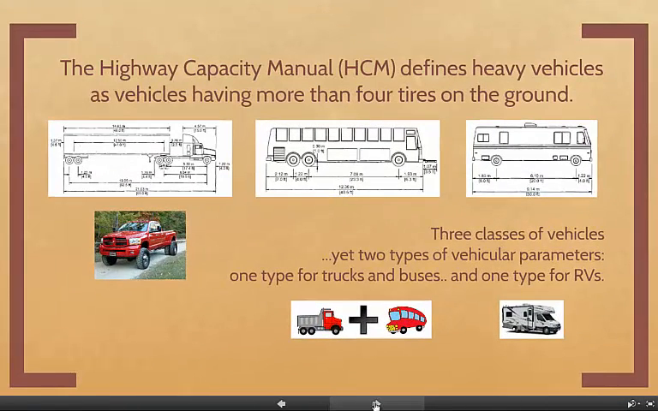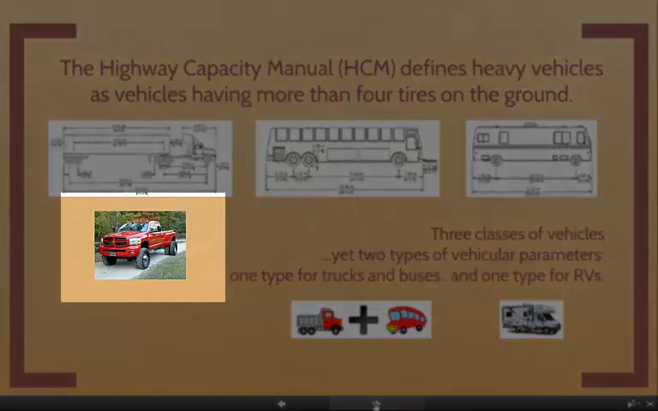The Highway Capacity Manual defines heavy vehicles as vehicles that have more than 4 tires on the ground. The HCM's greater than 4 tire definition captures some heavy-duty pickup trucks, like the one shown here in red that has 4 tires in the back and 2 tires in the front.